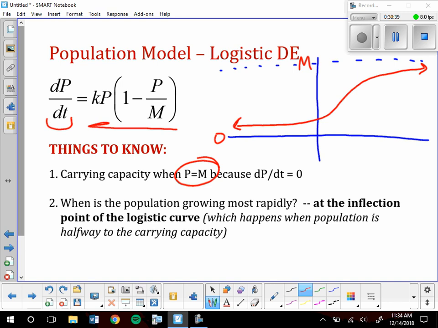Another thing that you should know is that a lot of times the AP exam will give you this, and they'll ask you, when is the population growing most rapidly?